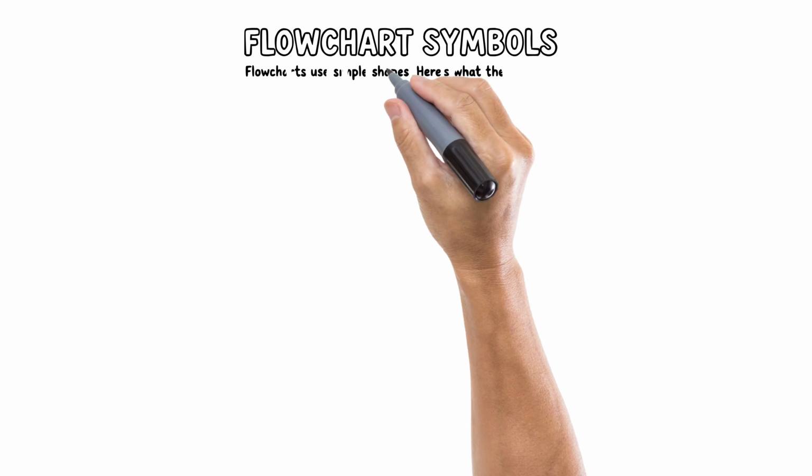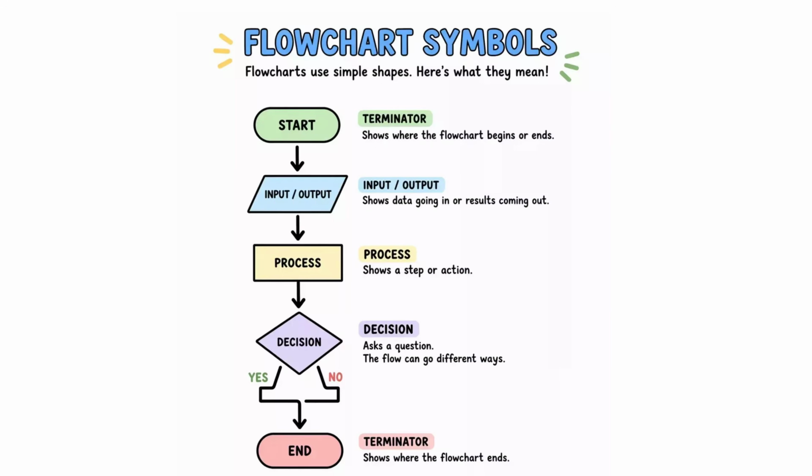Arrows might seem small, but they are a big deal. They show the direction of the process. Without arrows, you would not know what happens first, what happens next, or which step follows which. Arrows are what make the chart flow.